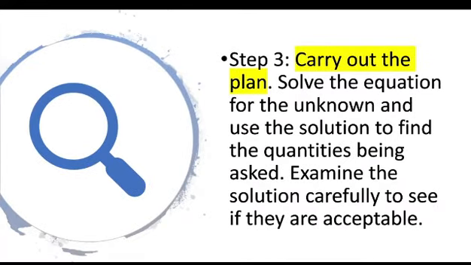Step 3, we're going to carry out the plan. So we're going to solve the equation for the unknown, most probably x sub 1 and x sub 2, and the solution to find the quantities being asked. And then examine the solution carefully to see if they are acceptable.